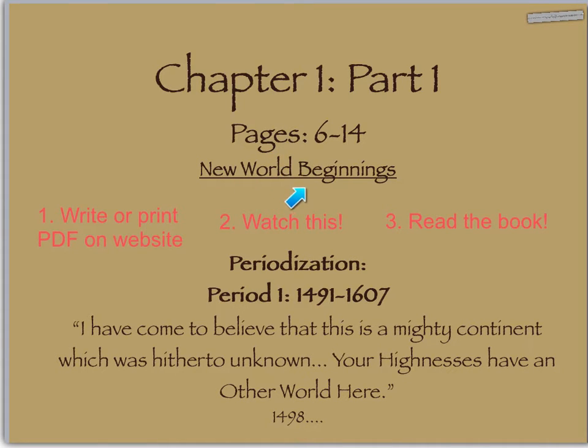Our first chapter is called New World Beginnings, and a key thing I want to mention here is in this class, AP, there are 9 historical periods. Okay, and this first chapter actually is the first period, 1491 to 1607. 1491 is the year before Columbus comes over to the New World. 1607 is the first English settlement of Jamestown, which we'll get to in Chapter 2.